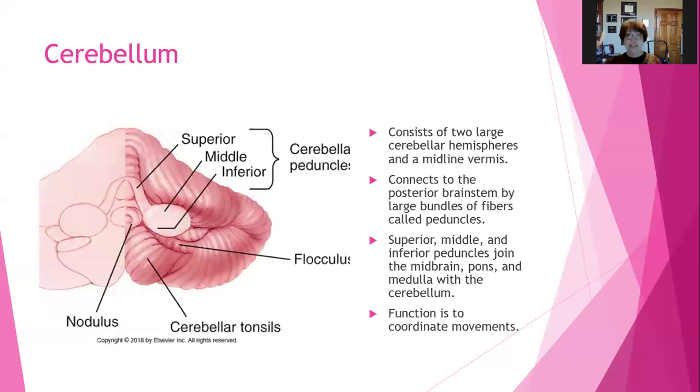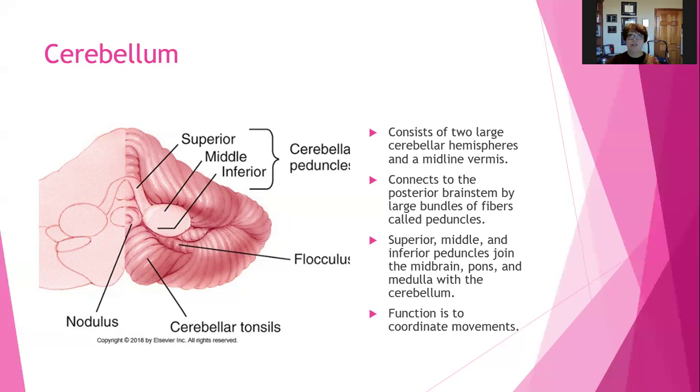The cerebellum is the hind brain, so it's kind of behind the cerebrum, if you want to think of it that way. It consists of two large cerebellar hemispheres and the midline vermis. It connects to the posterior brainstem by large bundles of fibers called peduncles, and they go through the pons. The superior, middle, and inferior peduncles join the midbrain, pons, and medulla with the cerebellum. And the cerebellum's function is to coordinate movements, and it's a big player in learning movement.